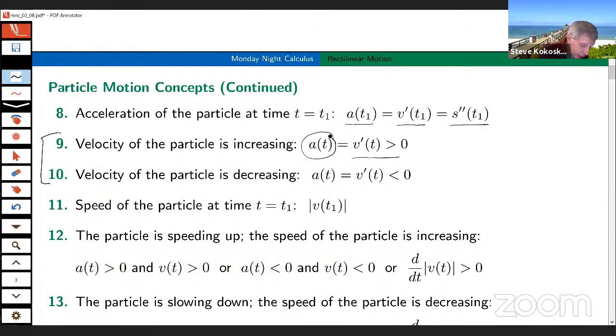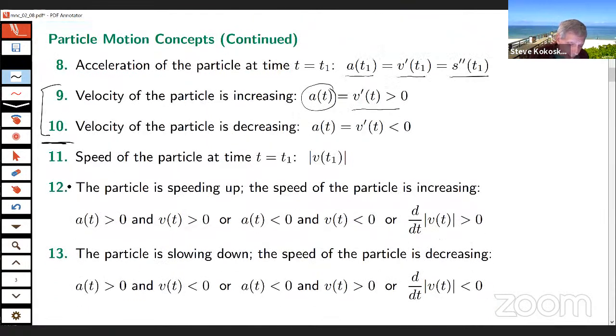Now, here's where it gets a little tricky, I think, here after number 10, the speed of the particle. The speed of the particle is the absolute value of the velocity. Velocity is kind of like, in my mind, a vector. It has both magnitude and direction. But the speed of the particle is really just like a scalar.